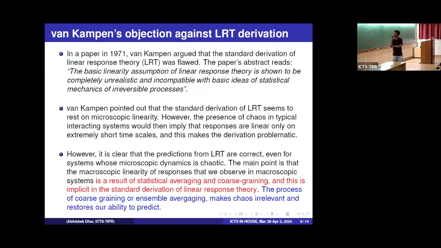There's an interesting paper by Van Kampen in 1971, where he was objecting. Linear response theory is very old; it started with the work of Kubo and others. Van Kampen said that linear response theory cannot be correct because we know from chaos that small perturbations have a large effect. How come linear response theory, which is derived assuming linearity of the microscopic response, works? He pointed out that the standard derivation seems to rest on microscopic linearity. However, the presence of chaos in typical interacting systems would then imply that responses are linear only on extremely short time scales. At long time scales, obviously the derivation would break down.